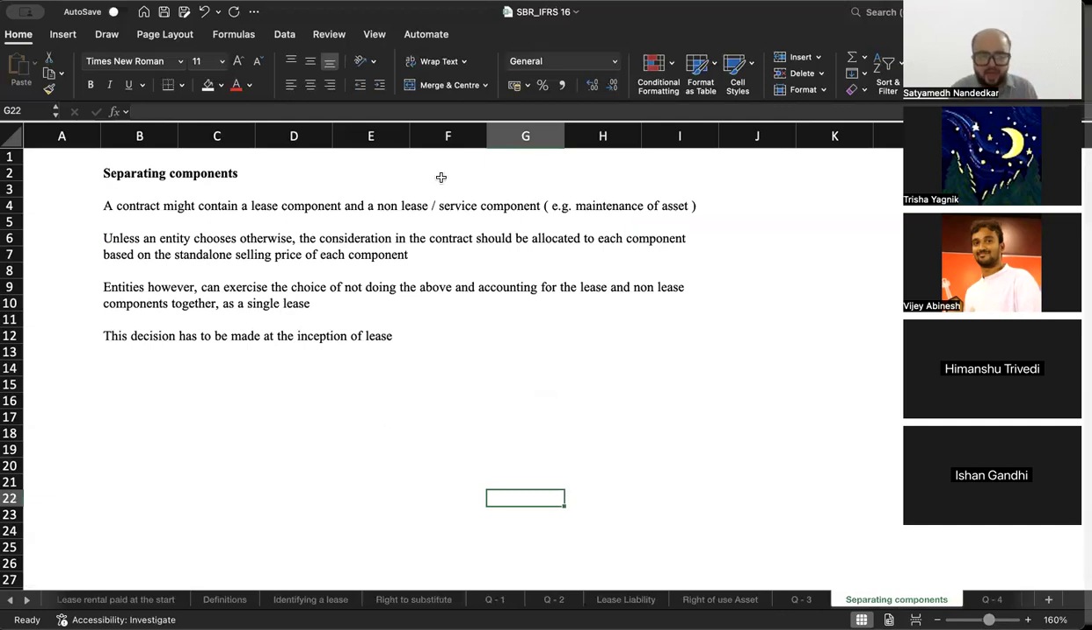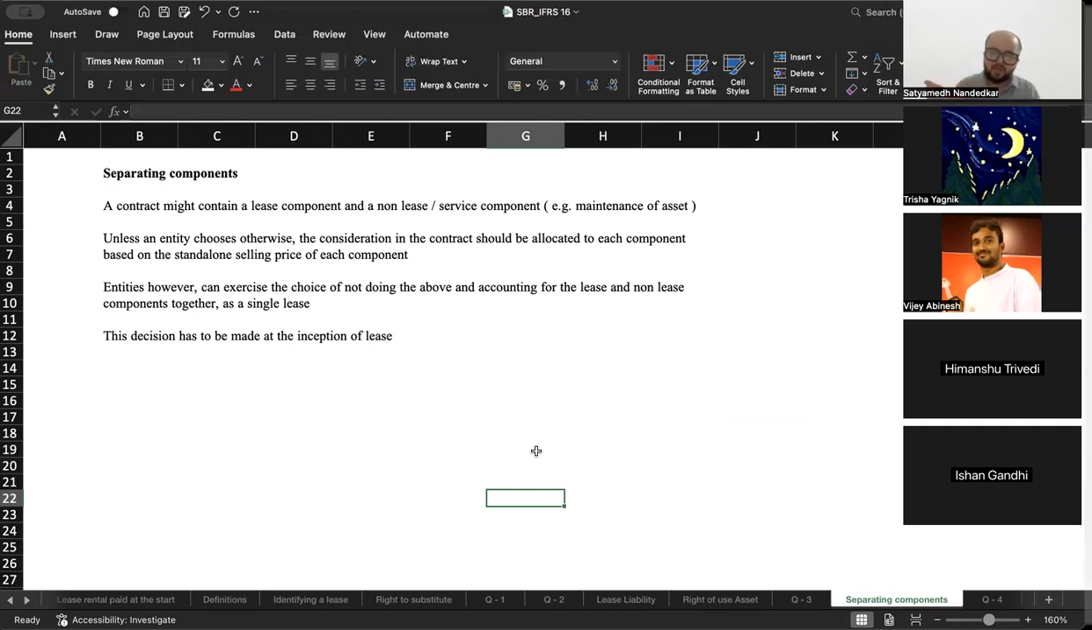Okay, now there are possibilities that a contract might contain a lease and a non-lease component. So you have two options. Either you account for the entire thing as a lease contract and do the proper lease accounting, but ideally what you should do is you have to split the lease and the non-lease component, and the split has to happen in the ratio of the standalone selling prices of those services.